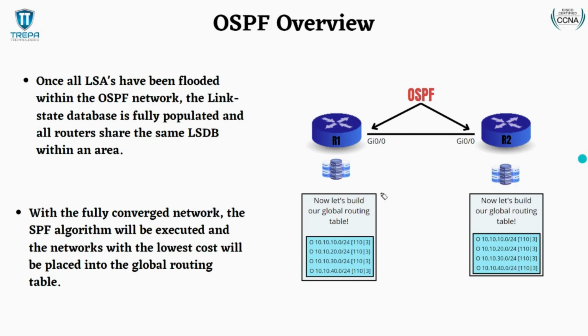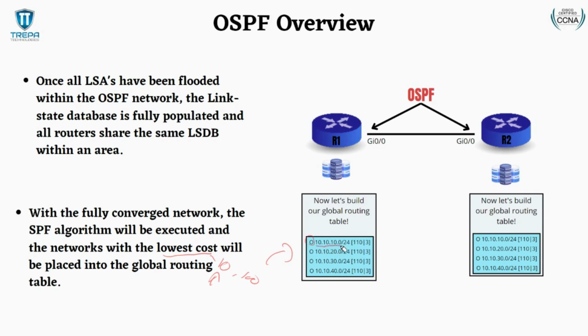And within that fully converged network, the actual shortest path algorithm is now going to be executed. And the networks with the lowest cost to a destination, so the best path, right? The best metric, which is the lowest cost. And this is an actual number, right? So like between a cost of 10 and 100, 10 is better. They're going to be placed into the global routing table. And we can see our little example router table here.